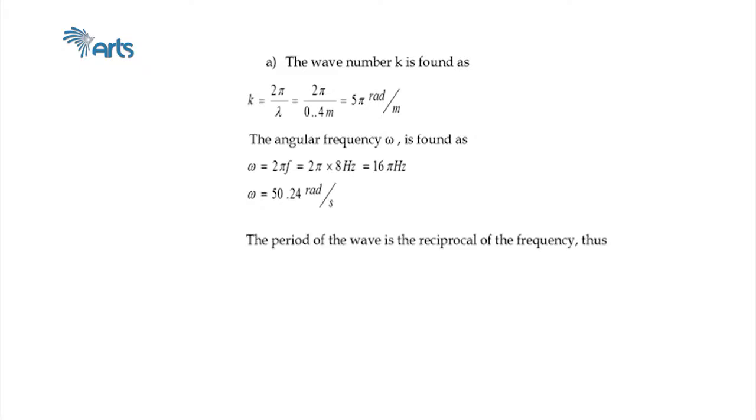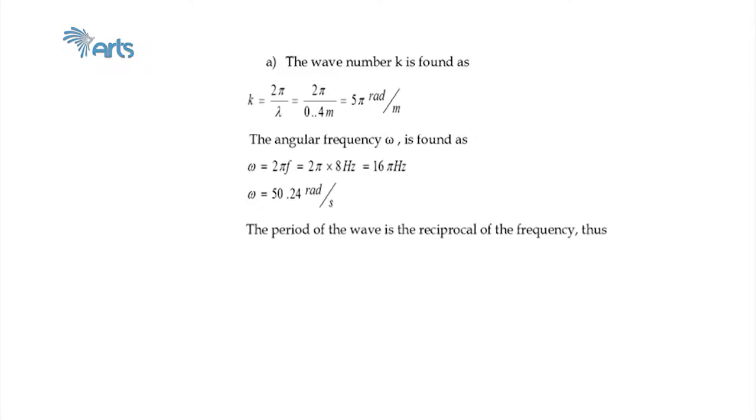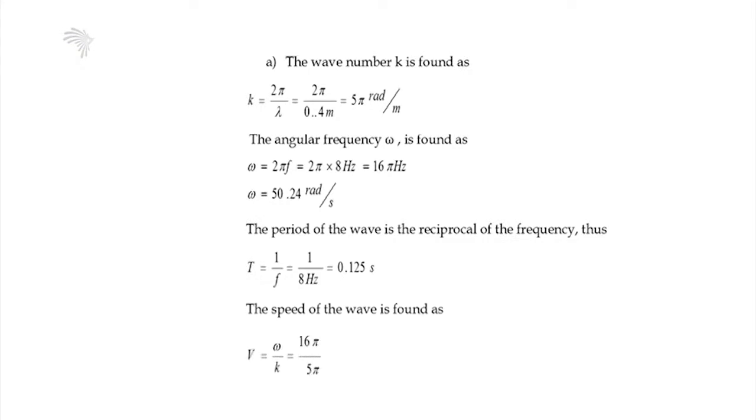The period of the wave is the reciprocal of the frequency. Thus, period is equal to 1 over 8 Hz, which is equal to 0.125 seconds. The speed of the wave is then found by using the expression v is equal to omega over k. We know omega is equal to 16 pi rad per second and k is equal to 5 pi rad per meter, which gives us 3.2 meters per second.